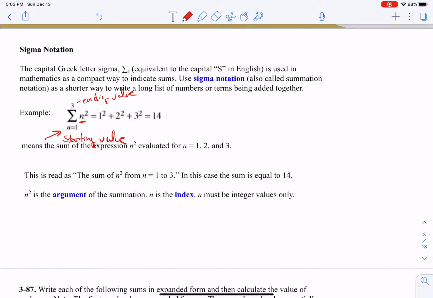So the way you read sigma notation is this symbol is read the sum of n squared from n equaling 1 to 3. And when you add up the terms in that sequence, you have a value of 14. So n squared is the argument of the summation. N is the index, and n can only be integer values.